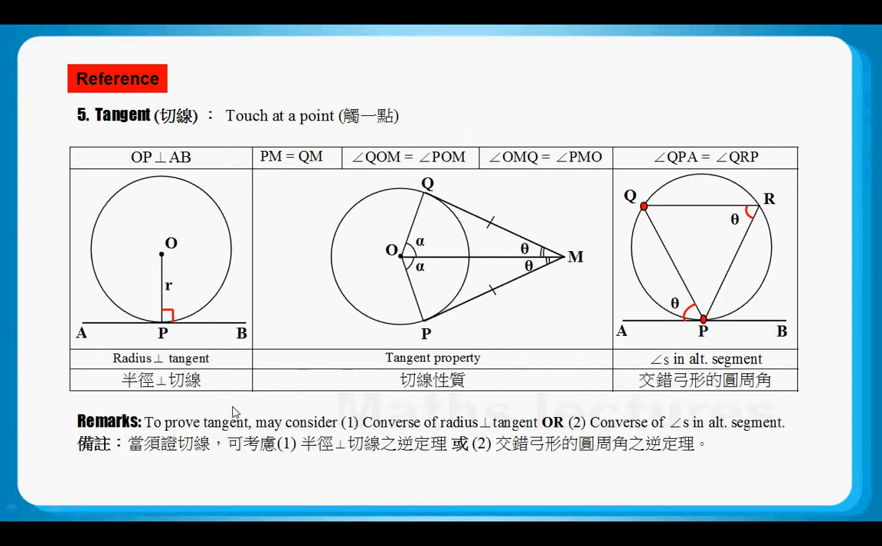So you may also use the converse of radius perpendicular to tangent and the converse of angles in an alternate segment to prove the existence of tangents.